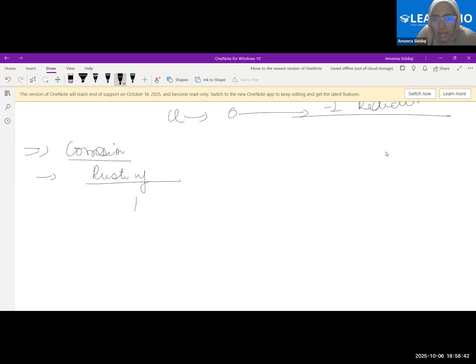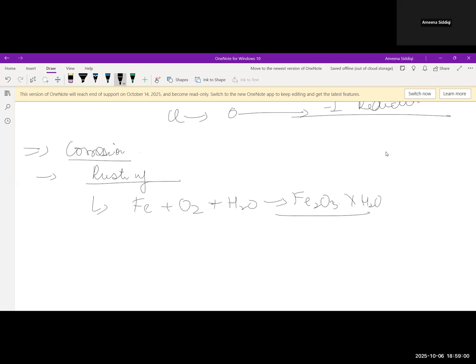See, iron is the element in rusting. It is getting attacked by oxygen and water. And what are we getting? Fe2O3 dot xH2O.